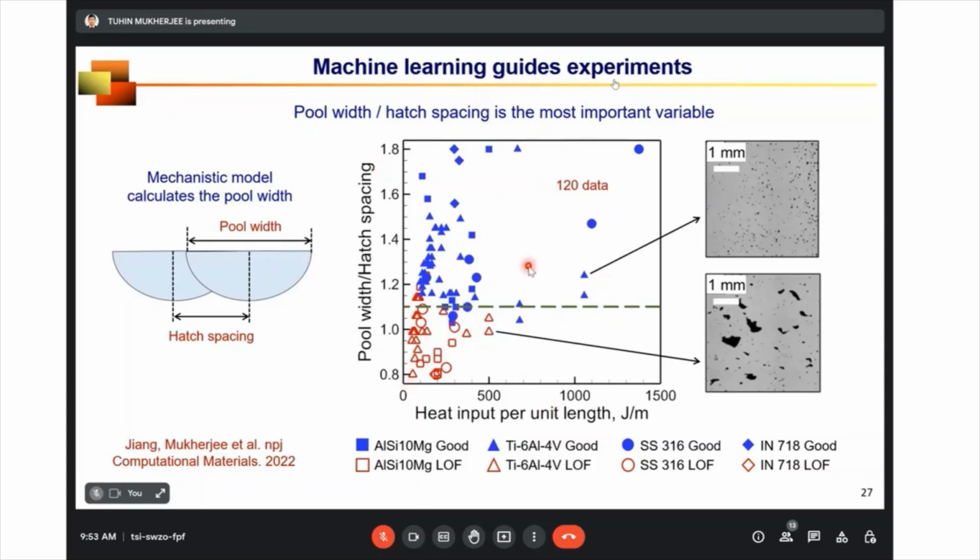And when we gather all the experimental data, and here I have 120 data points for 4 commonly used alloys in additive manufacturing, you can see that this most important variable can actually give us a threshold above which all experiments are good. You can see the microstructure, and below which all experiments are bad. Your product is looking like Swiss cheese. So if you want to have a very good product, you want to be in this region. So before you do the experiment, you can have some understanding of which route you need to follow for becoming successful.